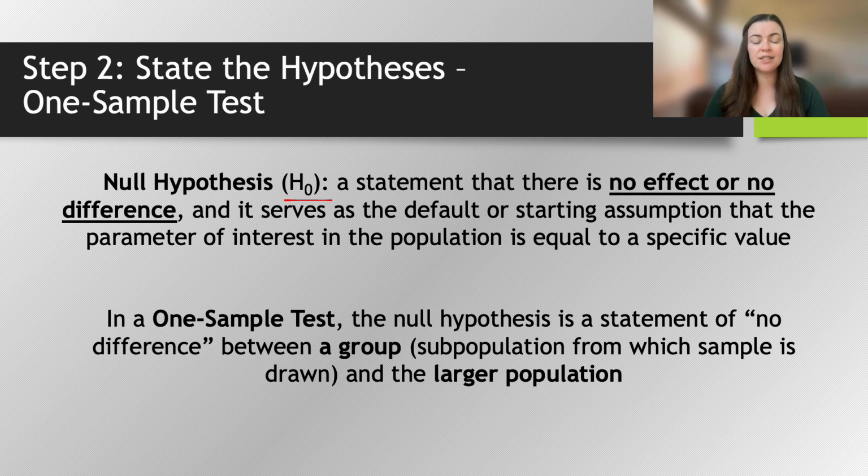In a 1-sample test, the null hypothesis is the statement of no difference, and as a last reminder, the difference between a 1-sample and a 2-sample test is that a 1-sample test is comparing one group to the greater population, whereas the 2-sample test, we're going to be comparing 2 groups to one another.